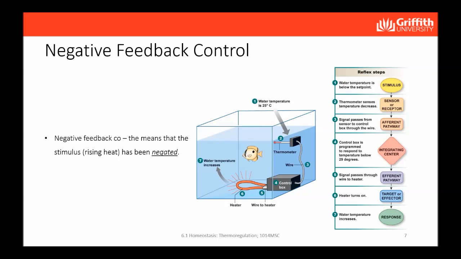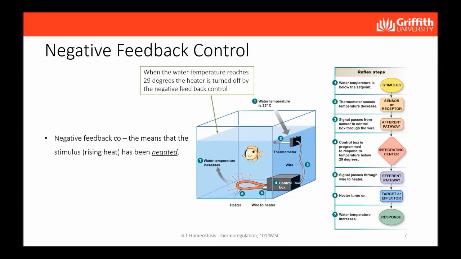The control box houses a receptor. In this case, it's a thermometer. If the temperature drops to 25 degrees, the thermometer detects this change and sends the information to the control box via an afferent pathway. The control box responds by turning the heater on through the efferent pathway. When the water temperature reaches 29 degrees again, the control box turns off the heater by the negative feedback control. Without that negative feedback control, the water in the aquarium would continue to heat, eventually killing the fish inside.